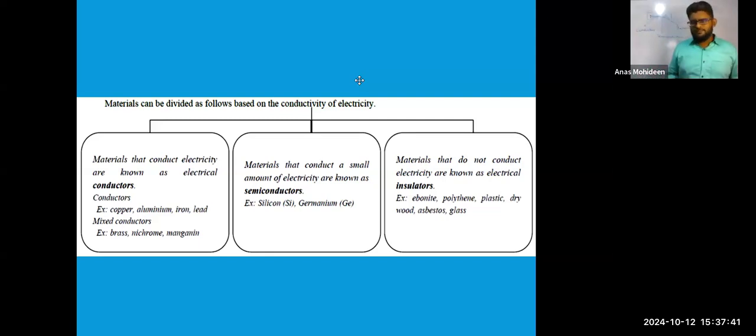So how is it happening? Before that, what are the examples? Materials that can conduct electricity are known as electric conductors, basically the metals and mixed conductors. Metals are good conductors of electricity, like copper, aluminium, iron, lead. And some alloys are there. What do you mean by an alloy? An alloy refers to two or more metals, no non-metals, mixed together physically and formed as a combination. It is called an alloy, termed as a mixed conductor.